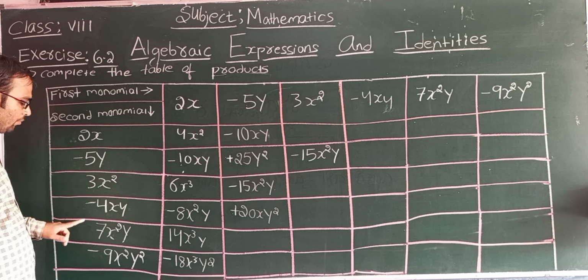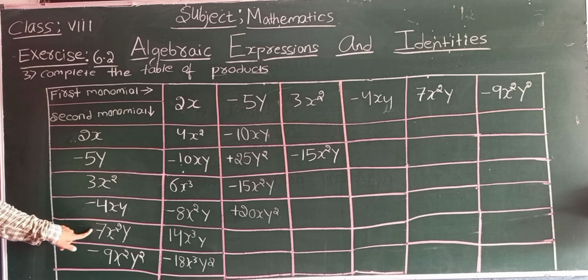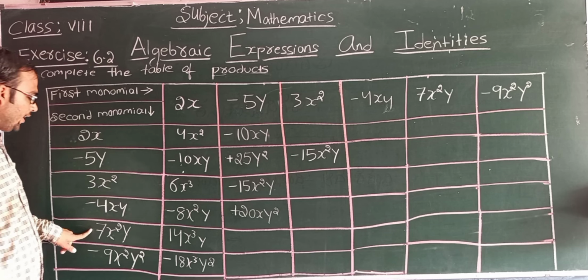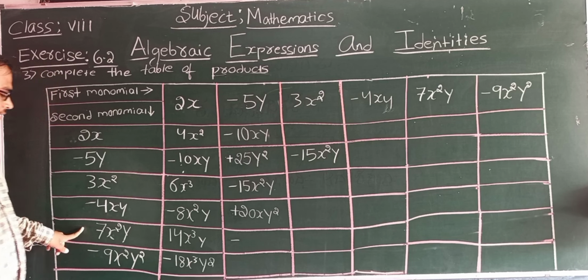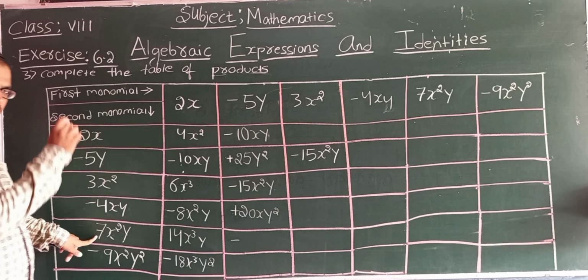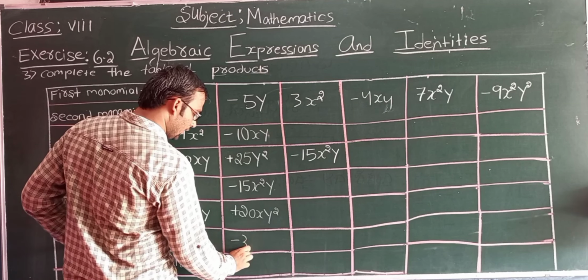Now come to this. Here we need to multiply 7x square y with minus 5y. Here plus is there, here minus is there, so plus into minus will be minus. Now 7 5s are 35.